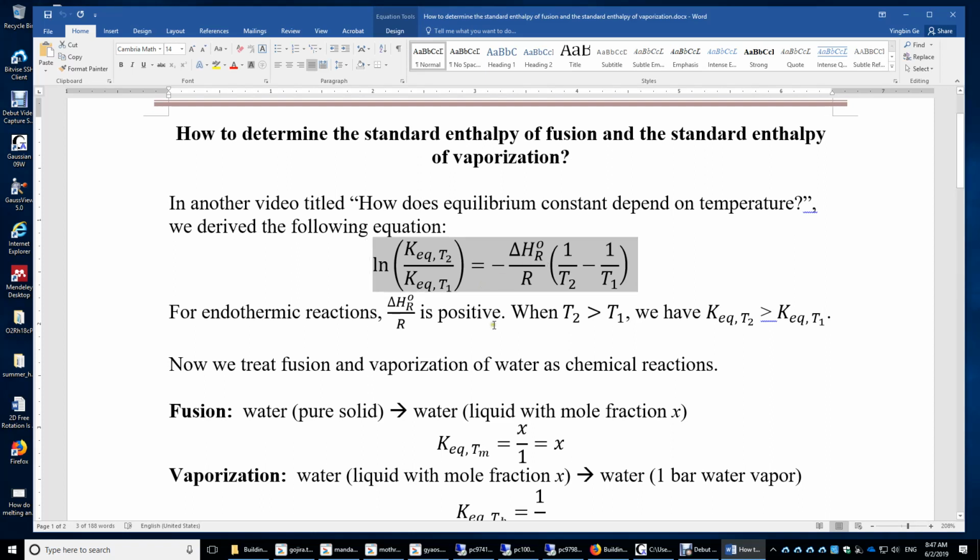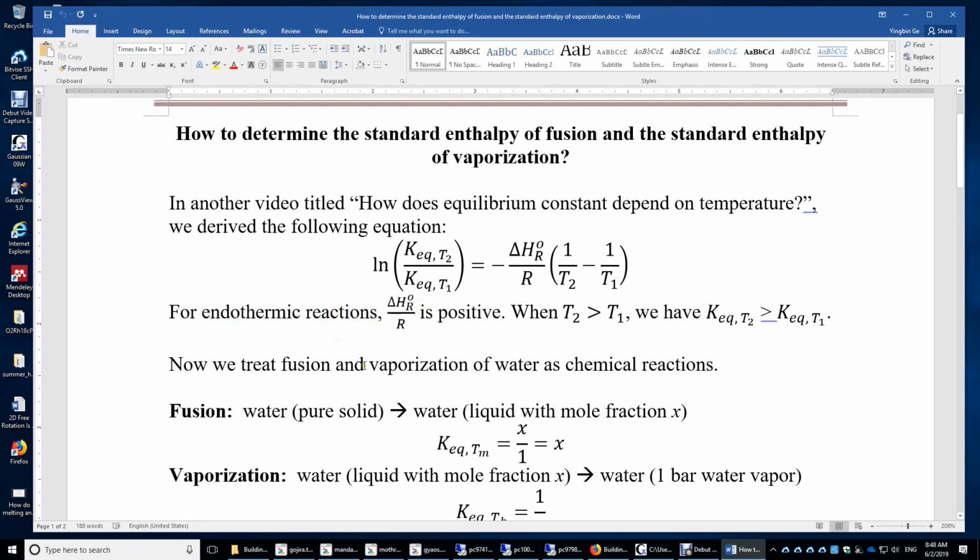For endothermic reactions, the standard enthalpy of reaction is positive, and then this part is negative. When T2 is greater than T1, this part is negative, and overall, the value of the right-hand side of the equation is positive. Therefore, we know this equilibrium constant at the higher temperature T2 is greater than the equilibrium constant at the lower temperature T1 for endothermic reactions.